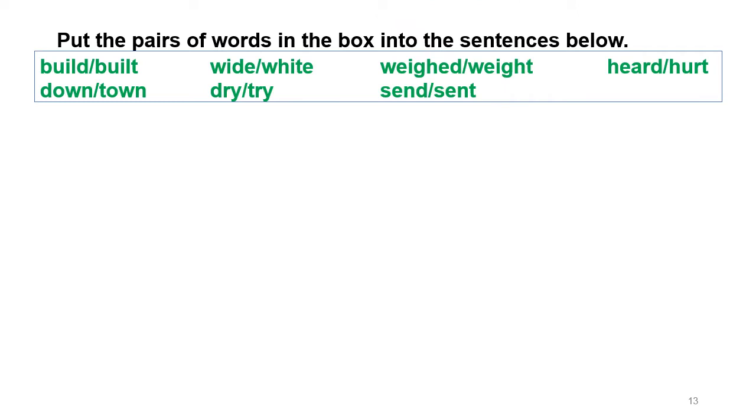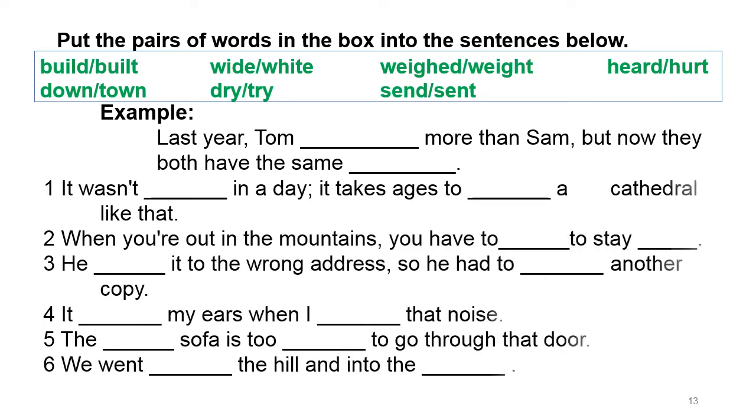Read the minimal pairs in the box. Build, built, wide, white, wade, wait, herd, hurt, down, town, dry, try, send, sent. Put the pairs of words in the box into the sentences below. Example. Last year, Tom wade, more than Sam, but now they have the same. That's right, wade and wait.